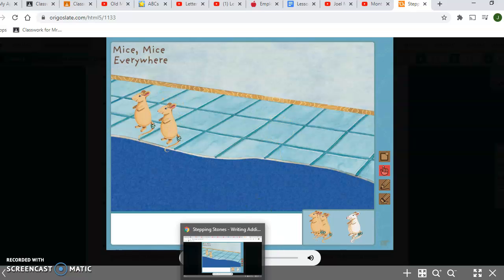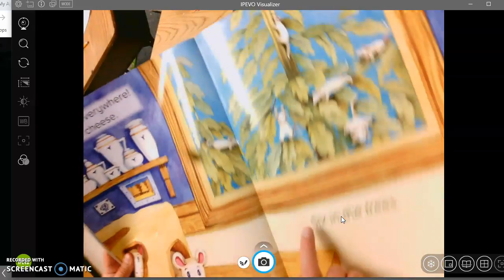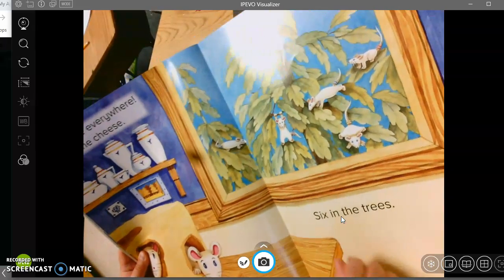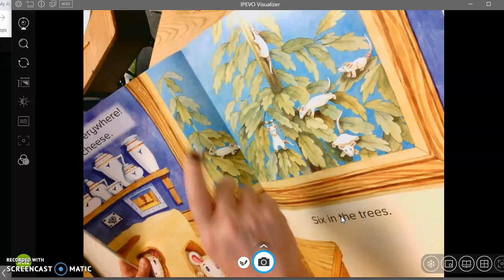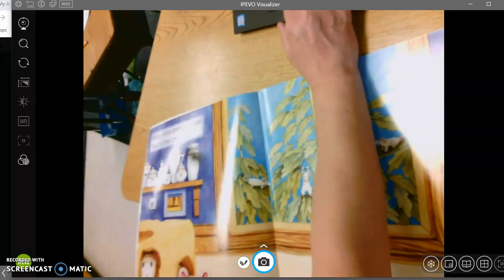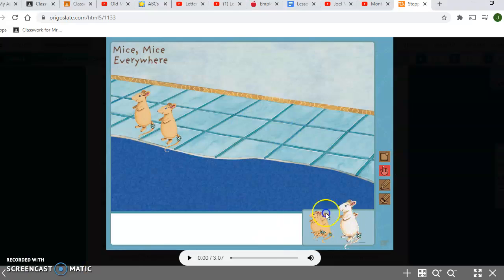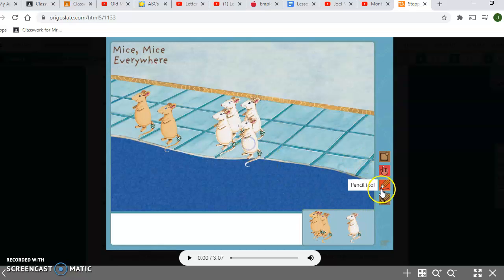Okay, and next one, 6 in the trees. Remember there's 6 there in the trees. 1, 2, 3, 4, 5, 6. So let's go ahead and put those here. 6 white mice. Okay, 1, 2, 3, 4, 5, and 6. All right, boys and girls.